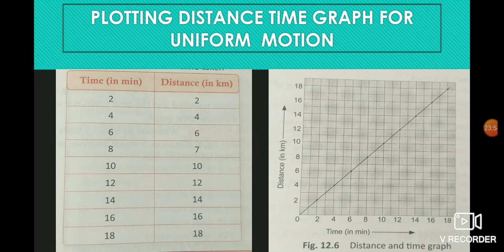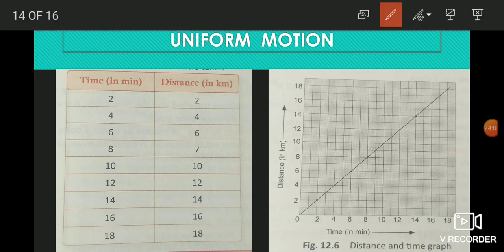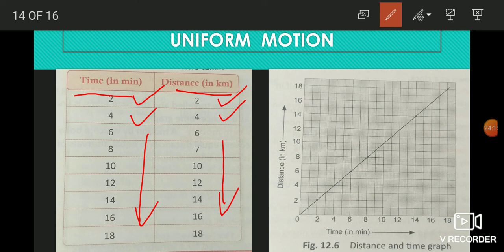So see the left side column, you find a tabular form of the time and the distance. You have the time in minutes and distance covered in kilometers. In 2 minutes it travels 2 kilometers, in 4 minutes it travels 4 kilometers, and the whole thing goes like that. Now we have to plot this in a graph.